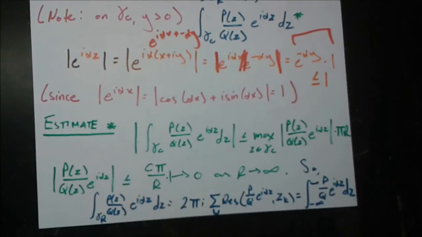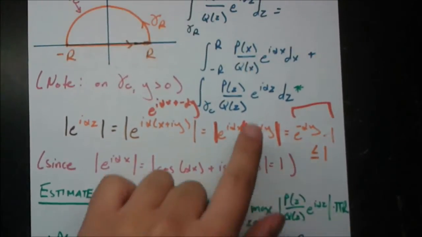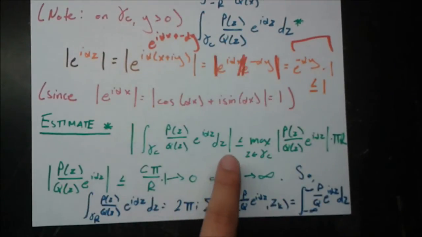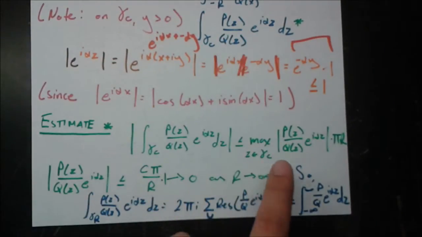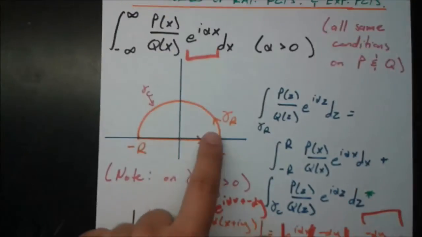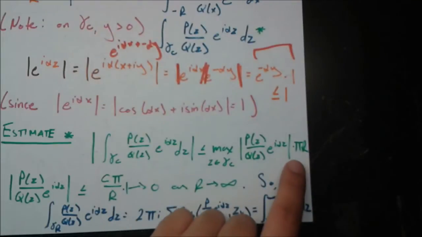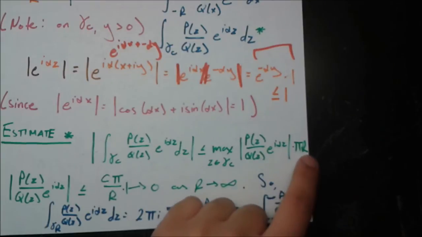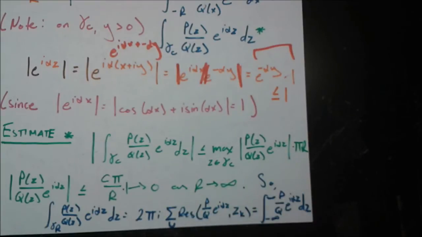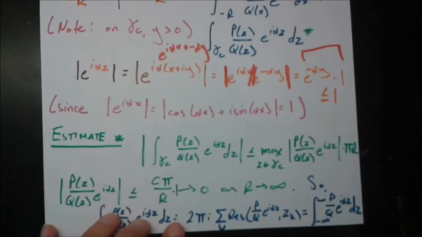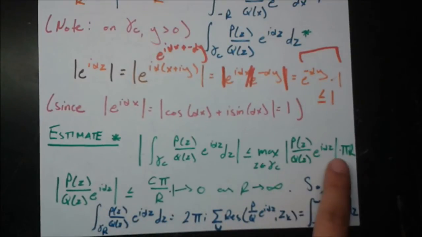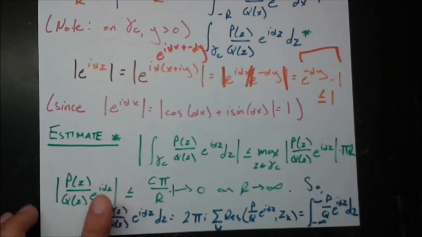Okay, now we're ready to carry out the estimation, and it's not that bad. So we're trying to estimate this integral right here with the asterisk next to it. It's going to be less than or equal to the maximum value of the modulus of the integrand on that circular arc, times the length of the arc, which we know is pi r, because it's 2 pi r divided by 2. Now the last thing to do is try to figure out the maximum value of this. So we want to find what this is less than or equal to.